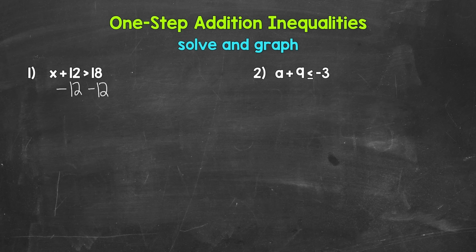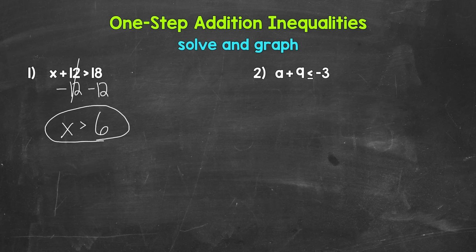Now on the left side, these 12s cancel each other out. So x is now isolated. We have x is greater than, and then on the right side, 18 minus 12 gives us 6. So x is greater than 6. That's our answer. So any value greater than 6 is a solution of this inequality. It will make it true.